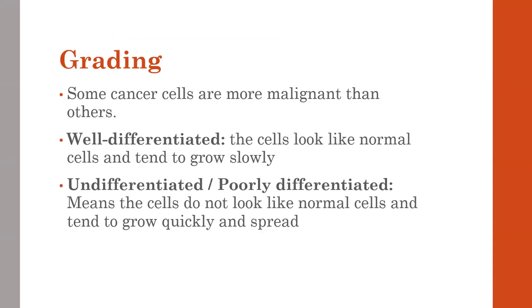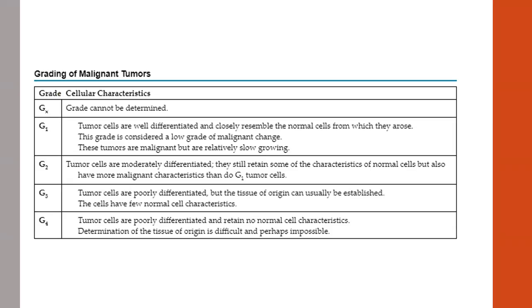Some cancers are more malignant than others. Some cancers tend to be well differentiated, and these are ones that tend to grow slowly. Others, the cells have de-differentiated and they grow and spread rapidly. So grading is on a scale, and again, this is based off the histology of the cells. GX is the grade can't be determined, then G1 through G4. G4 is the most serious.